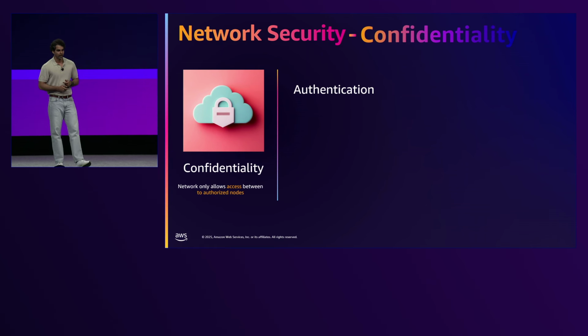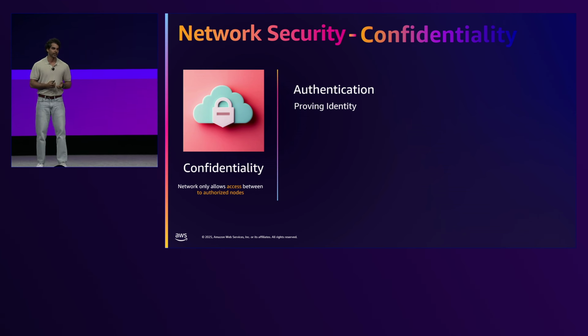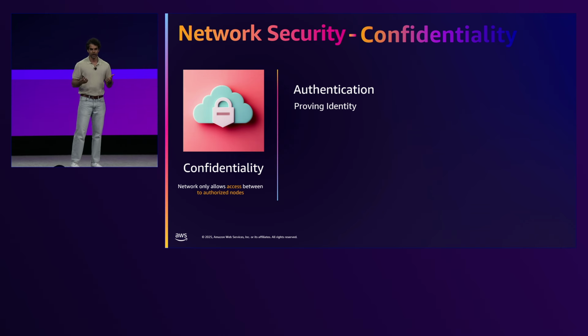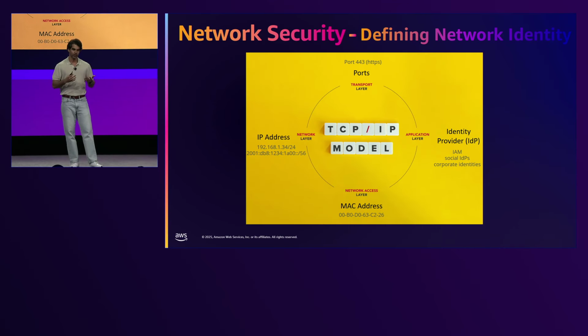All right, let's jump into confidentiality. Now, there are two main pieces to confidentiality: authentication and authorization. Now, when we talk about network authentication, we need to focus on identity because you're authenticating an identity. In the network security realm, what's an identity? Well, the answer varies based on where you look on the TCP/IP stack.